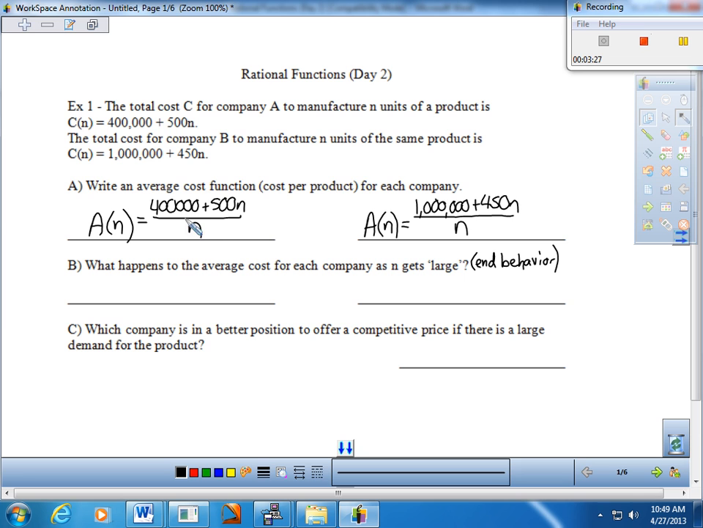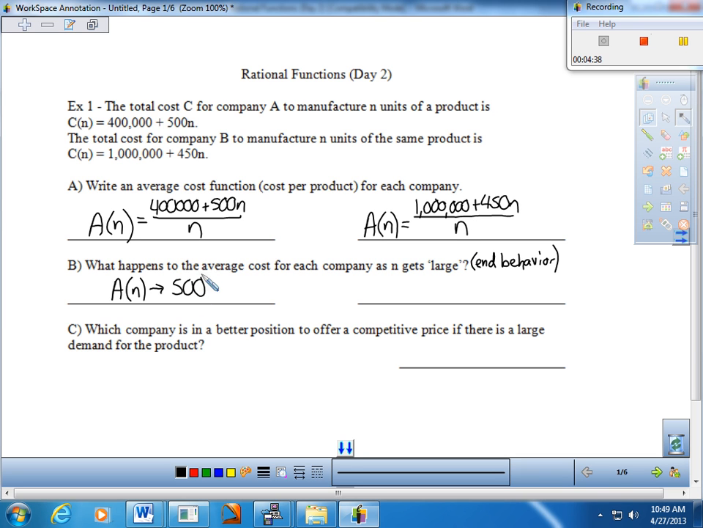We compared the degree of the numerator to the degree of the denominator. And I hope you all see in terms of this would be n to the first over n to the first. They're the same. When the degrees are the same, then we just look at the leading coefficients. In this case on top, the leading coefficient would be 500. On the bottom, it would be 1. And so what we can pretty much say is that as n gets larger and larger and larger, the average cost is going to get closer and closer to $500.